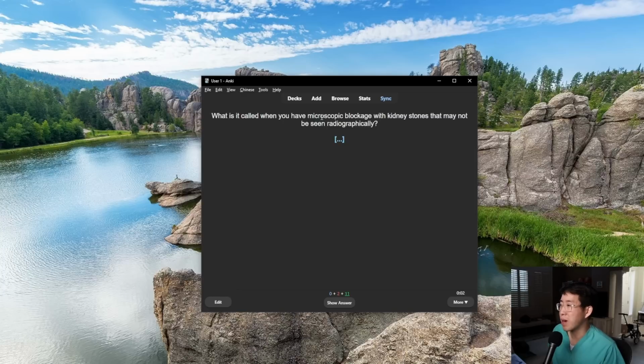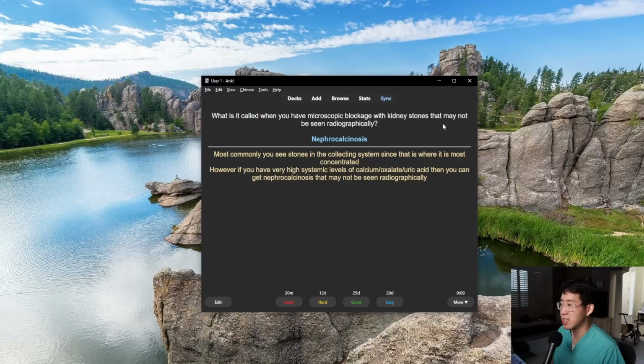What is it called when you have microscopic blockage with kidney stones that may not be seen radiographically? This is called nephrocalcinosis. Most of the time you see stones in the collecting system because that's where the calcium gets the most concentrated, and then you get nephrolithiasis. But if you have extremely high levels of calcium, oxalate, or uric acid, you may actually get things that you can't even see radiographically, and it can explain an AKI if there's suspected nephrocalcinosis.